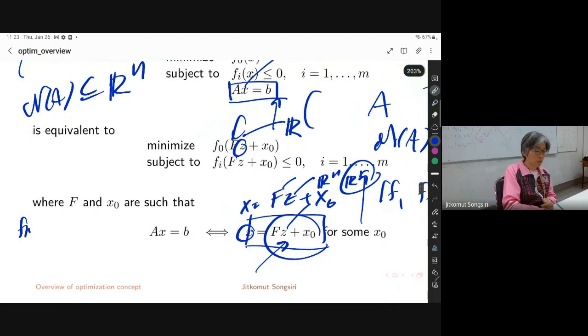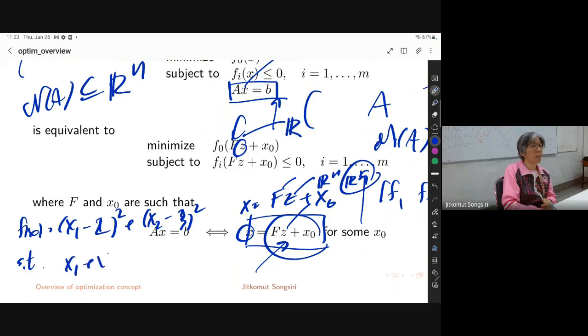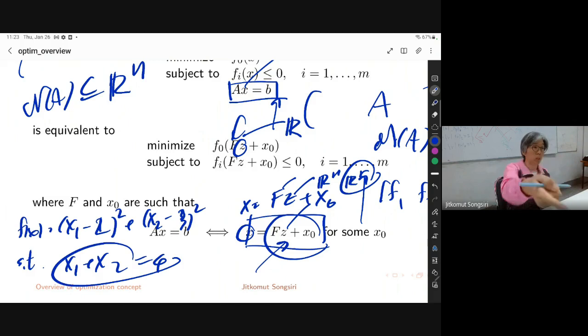For example, you have (x1 minus 2) squared plus (x2 minus 3) squared, and then you have x1 plus x2 equal 4, right? This is like the basic version of eliminating the linear constraint. Like you write x2 in terms of x1, you put it back.